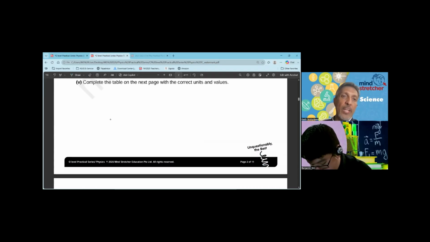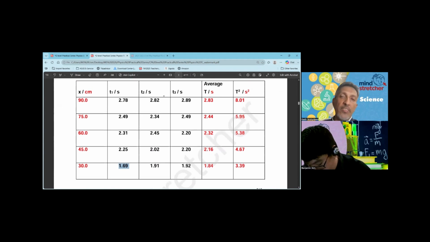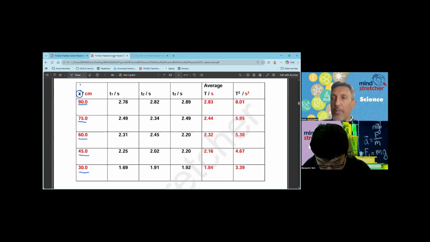Okay, guys, I'm going to show you the table now. If you have followed this correctly, your table should look like this. This one is the X or L. Sorry, just now it's not H, it should be X or L. So look at that: 90, 75.0, 60.0, 45.0, 30.0. Just a minute, guys. Take a look at the table.